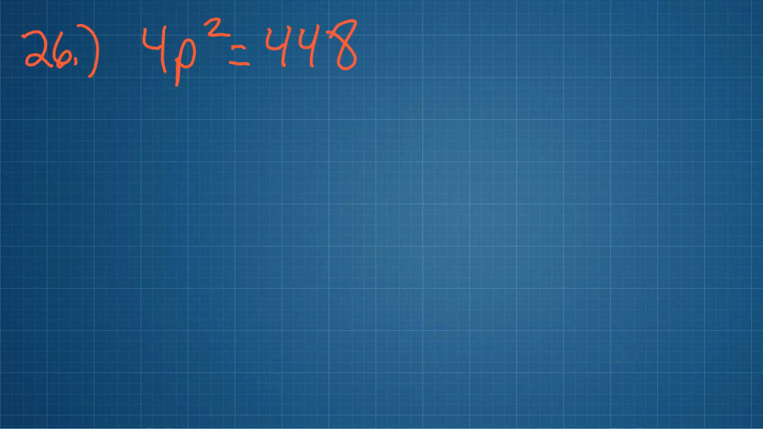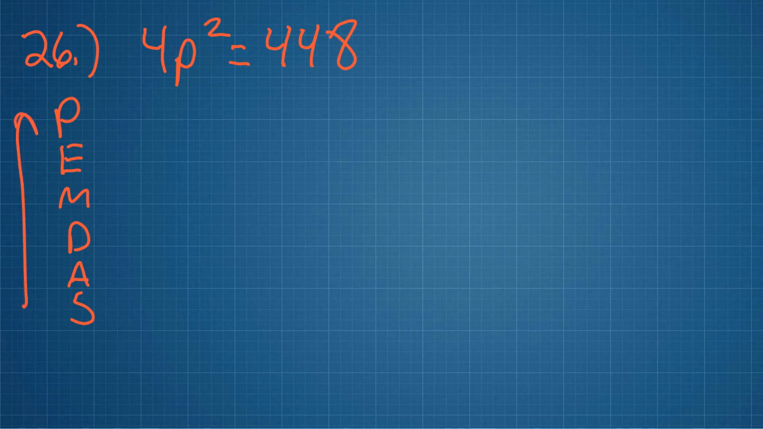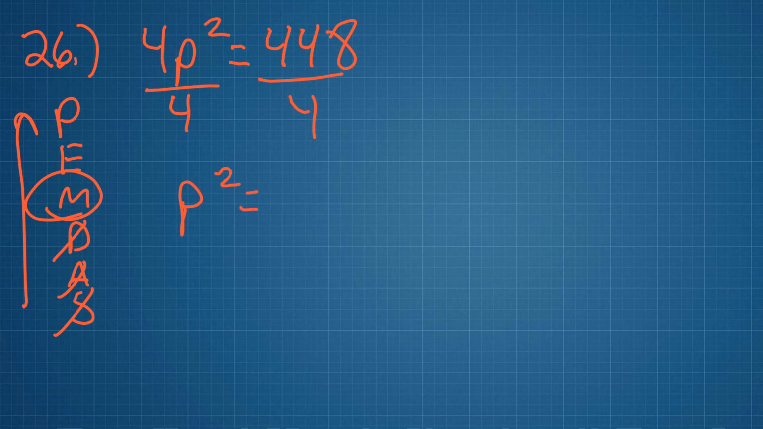Alright, 26. I have 4p squared equals 448. I'm going to do PEMDAS backwards. Remember, there is no subtraction, there's no addition, there's no division, there's multiplication. That's why I divide by 4 before I take the square root. Somebody's going to get in the bad habit of trying to get rid of the square root too early. It's easiest if you divide by 4 first. So I get p squared equals 112.